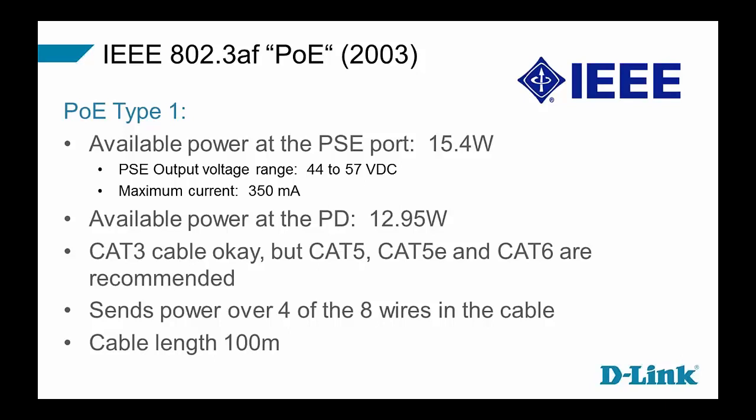We're going to have some losses due to the resistance of the cable. So the standard ensures that even with the maximum amount of loss, we still have 12.95 watts available to the PD. So again, with AF, 15.4 watts at the source, and ensuring 12.95, we're pretty much 13 watts available at the PD. The standard says Cat 3 is okay, but really recommends Cat 5 or 5E or even Cat 6. And it uses 4 of the 8 conductors or 2 pairs in that LAN cable to transmit the power.